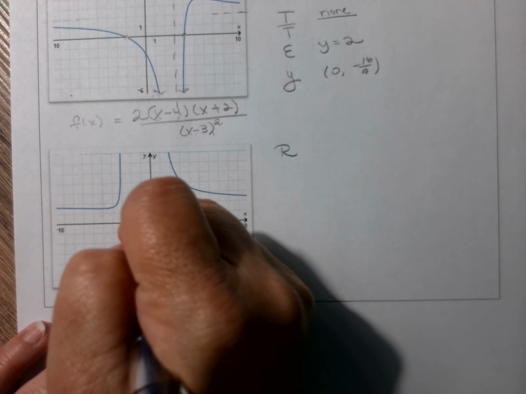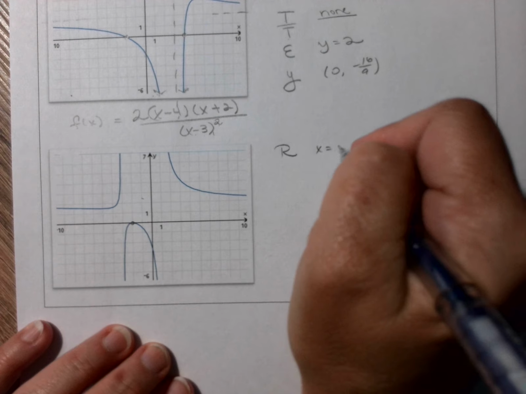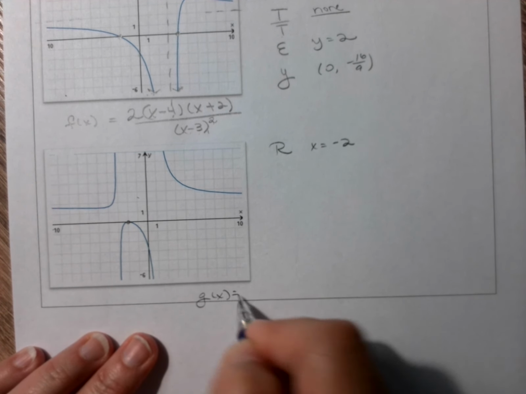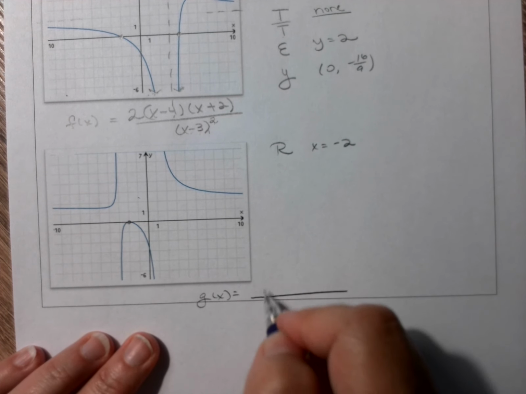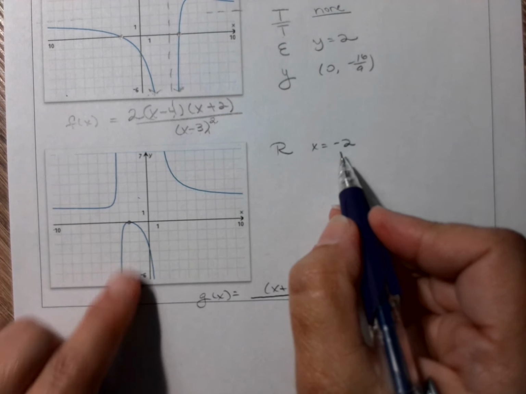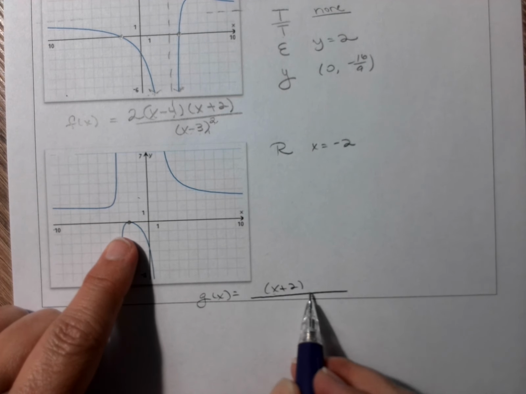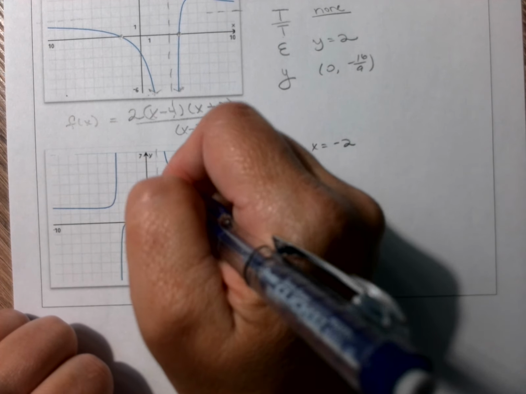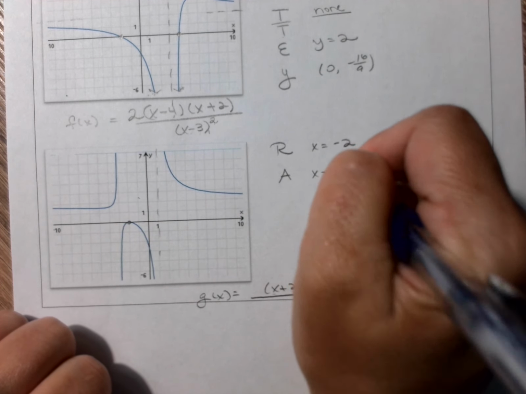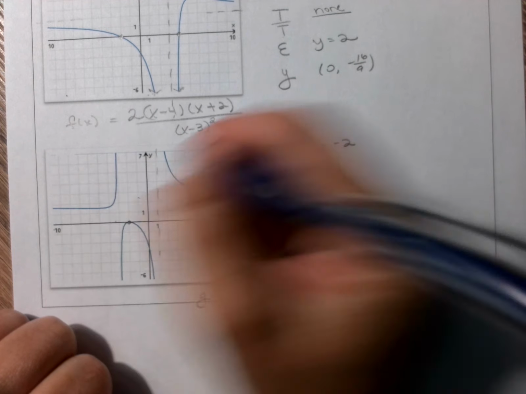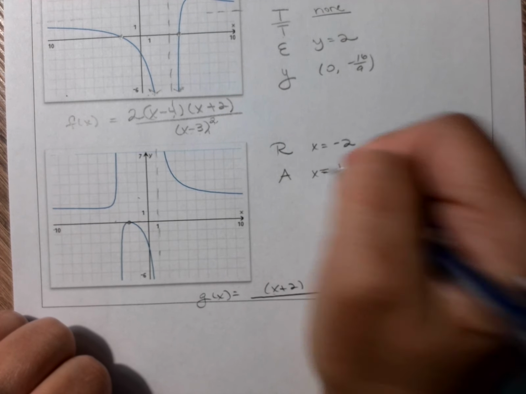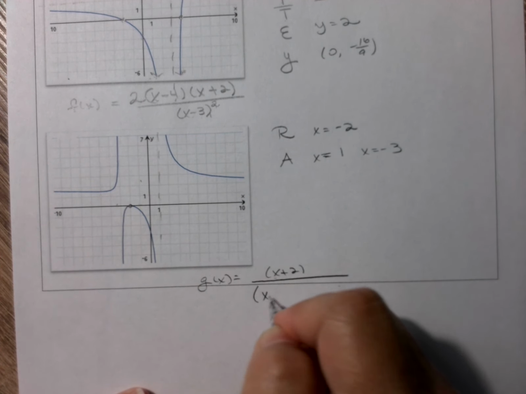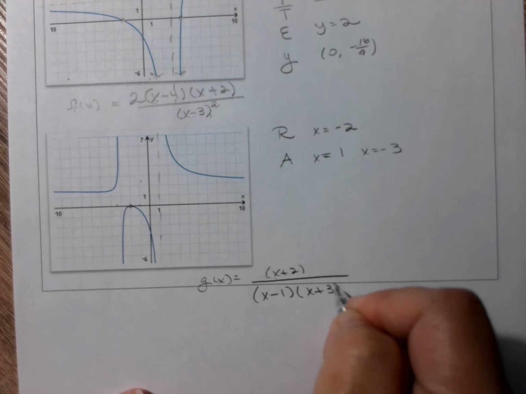One more. We've got a root at x equals -2, which means for our function, my numerator is going to be x plus 2, because if I plug in -2, it's going to make that 0. And this is the only root. Asymptotes, right here at x equals 1 and at x equals -3. So that means those values of x make my denominator 0, x minus 1, x plus 3.